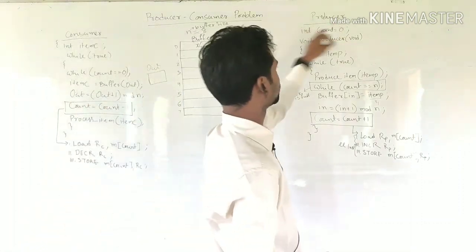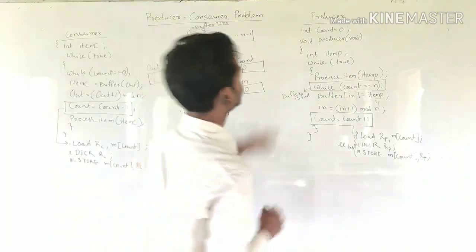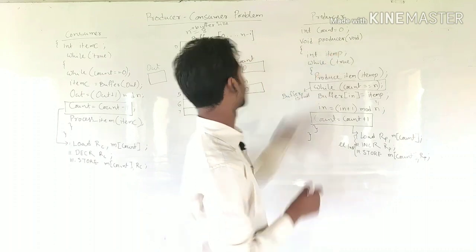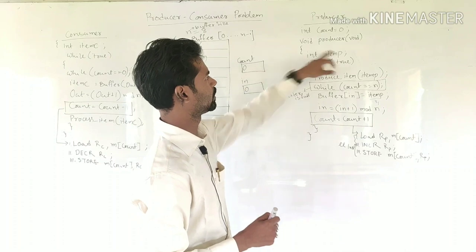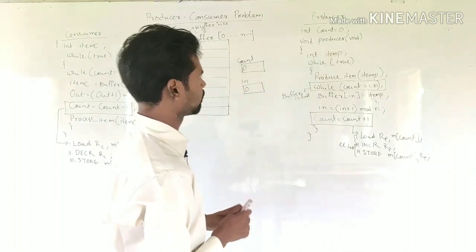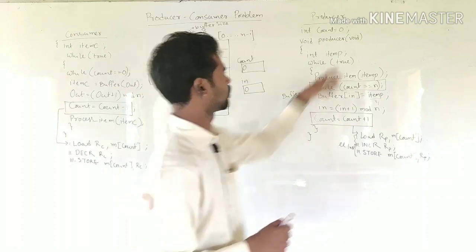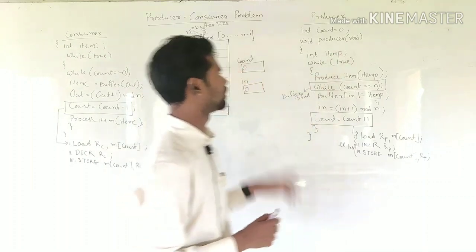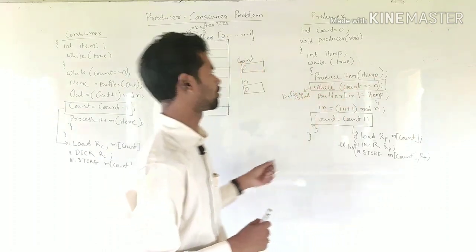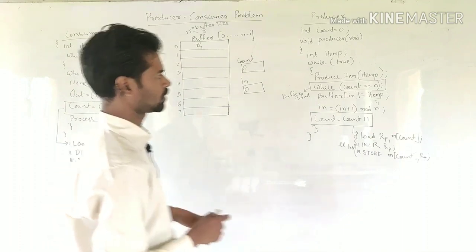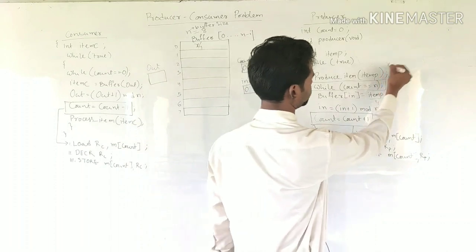Int count is equal to 0. Void producer. First we have initialized count variable as 0. Int item p, we have declared one variable, that is item p. While true, then produce item p. We have produced one item, that is item p. Suppose that item p is x1.